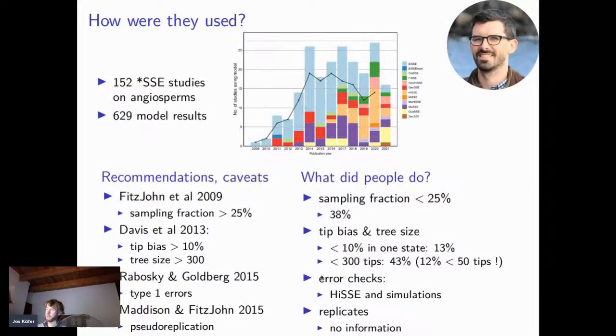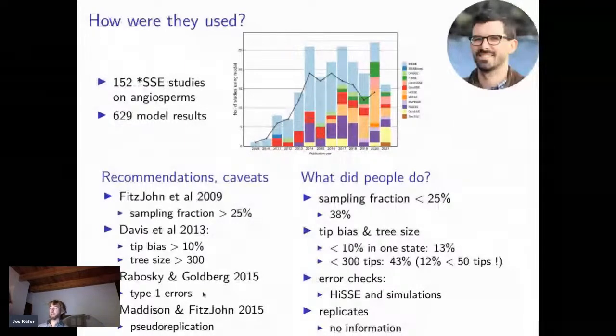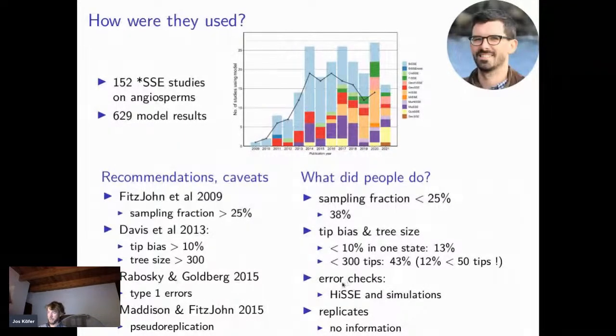I don't have the figures for the other recommendations that had been put forward, but since 2015, people normally use HiSSE and do simulations to check for errors. But regarding the recommendation by Maddison and FitzJohn that you should be careful not to have the problem of pseudo-replication, we couldn't find the number of replicates, which is the number of independent events of evolution of your trait, in the studies. People don't report it, so there's no way to check.